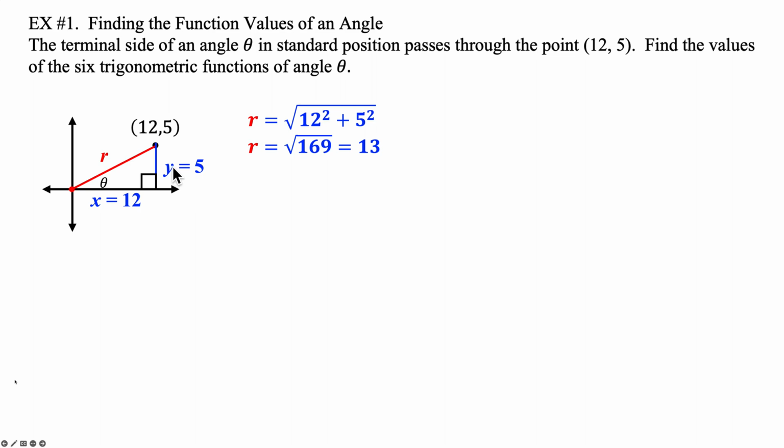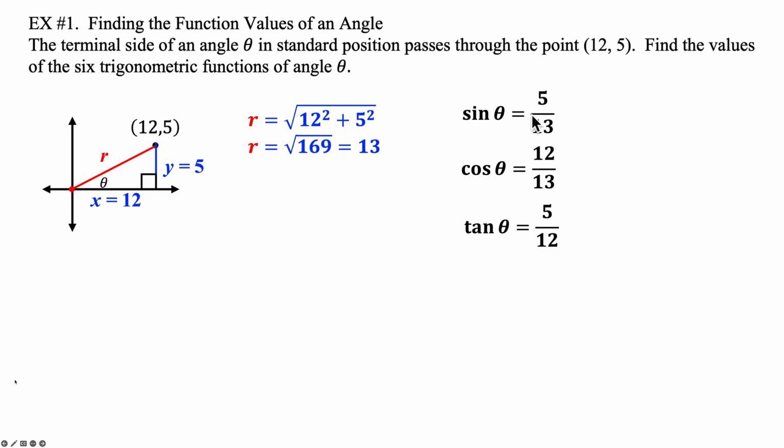All right, so sine of theta, 5 over 13, y over r. Cosine of theta, x over r, 12 over 13. Tangent of theta, y over x, 5 over 12. Okay, so again, this all depends on your favorite way to do this. You find these three. If you want to start at the top and work your way down, that's fine.